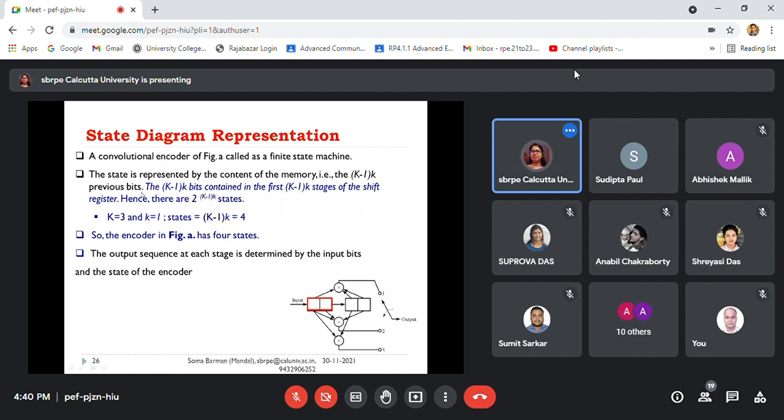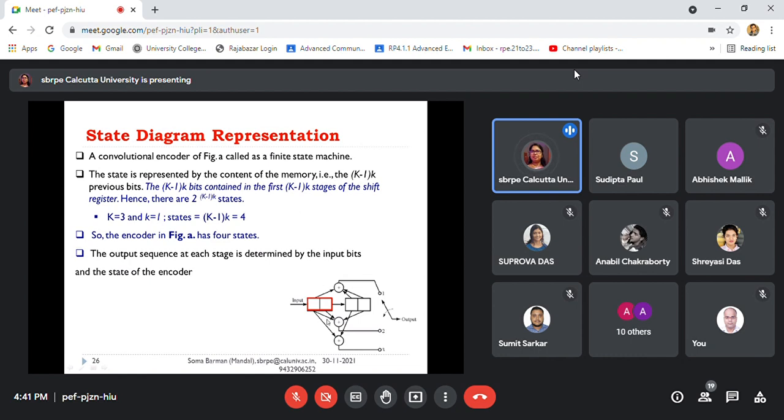And the state is represented by the content of the memory. How many memory elements do we have? Capital K minus 1, that means 2 here, because the constraint length is 3. So the state is represented by the content of the memory, capital K minus 1 times small k bits, where small k is the number of input bits, here 1. These are the k minus 1 times small k bits contained in the first K minus 1 stages of the shift register.